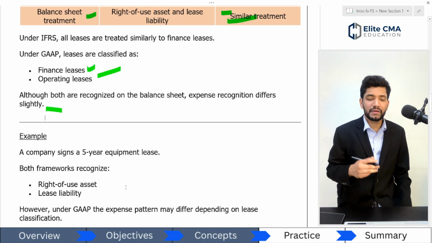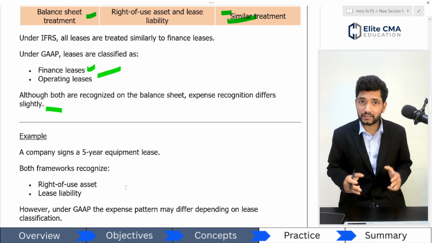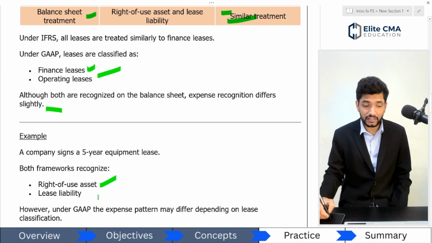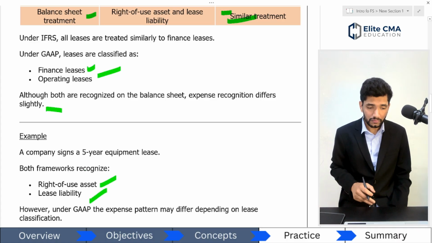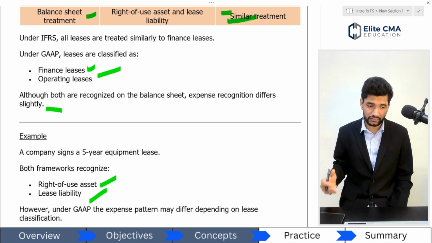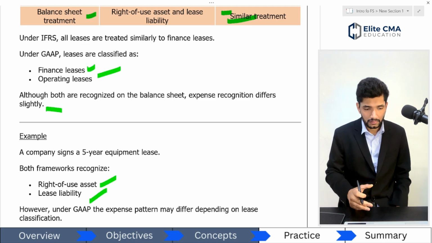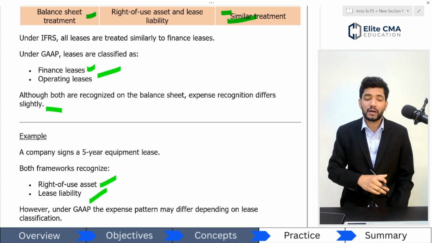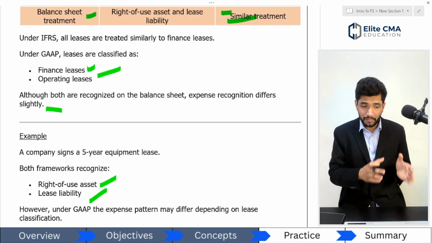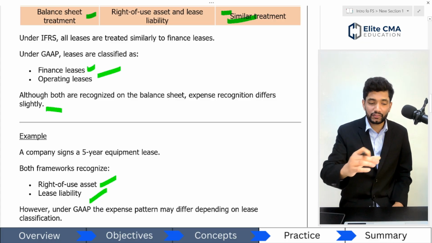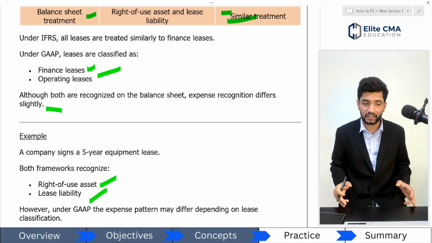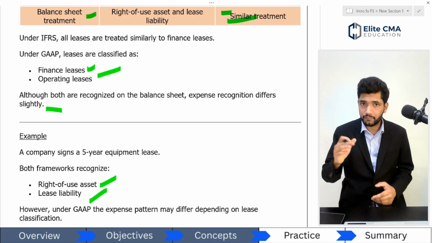For example, a company signs a 5-year equipment lease with another company or a service provider. Both frameworks recognize a right-of-use asset and lease liability. However, under US GAAP, the expense pattern may differ depending on lease classification. In the normal case, if the company signs a long-term contract with a service provider, it recognizes on the balance sheet the right-of-use asset on the asset side, and lease liabilities on the liability side. Both are recognized in both IFRS and US GAAP.